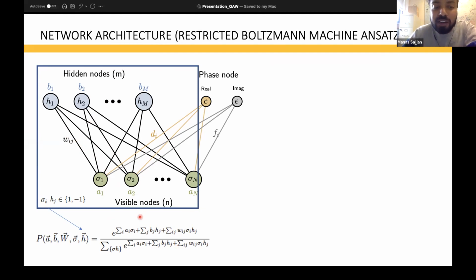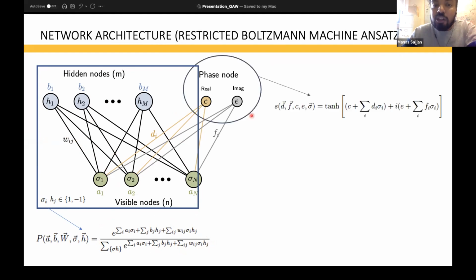The distribution that we'll be interested in is going to be the thermal state of a classical Ising Hamiltonian, and that will be encoded in this particular neural network. The two other neurons that we see here are going to encode a function like this, which is going to take care of the phase of our wave function.